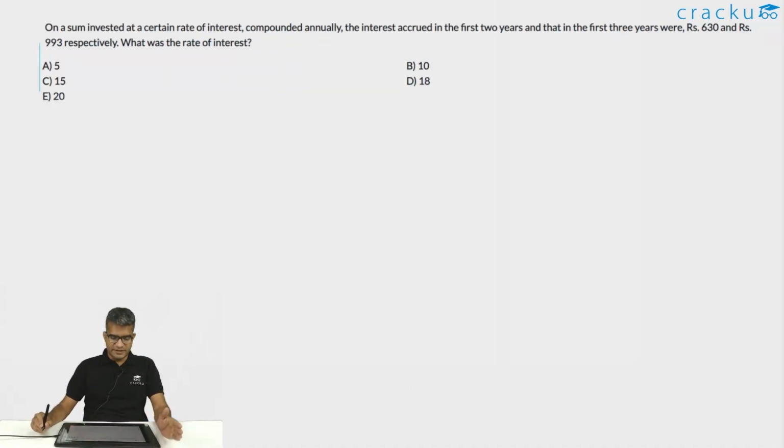In this question, we are told that on a sum invested at a certain rate of interest, which is compounded annually, the interest accrued in the first 2 years and that in the first 3 years is 630 and 993 respectively. We are asked to calculate what the rate of interest is.